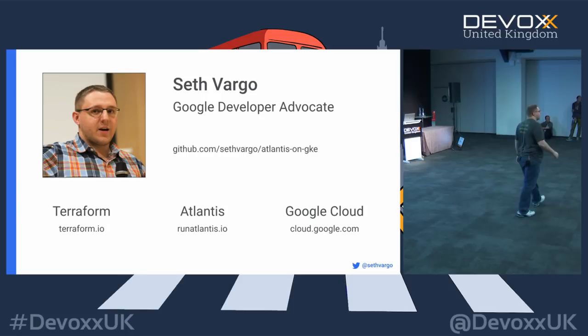Can you talk louder? Sorry. So the question is, can you pass variables through Atlantis using Git? Yes, and I don't remember how, but you can. So there's other commands that you can run besides plan and apply.